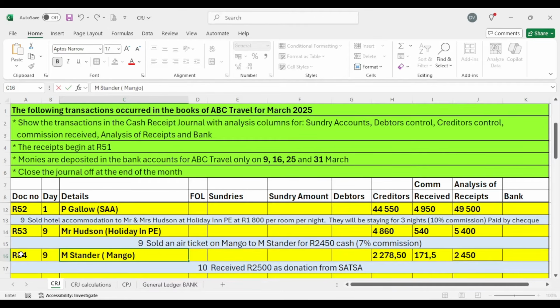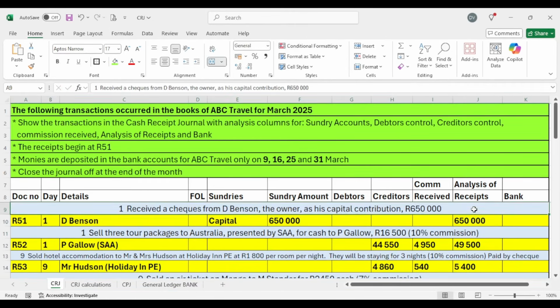Right, so if you've been paying attention, you would have noticed that we are on the 9th of the month, and your instructions told you that on the 9th is going to be the first day that you will be taking money to the bank. So simply what that means is that all of the values that you have up to this point in your analysis of receipt has to be added up, and one big value will then go to the bank.